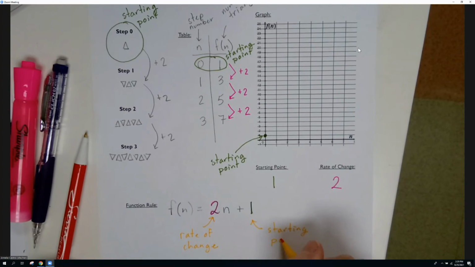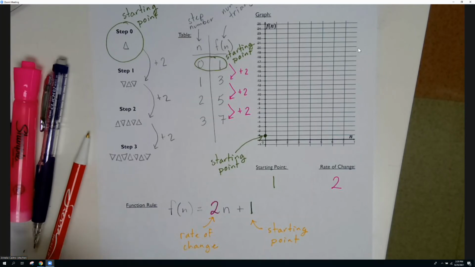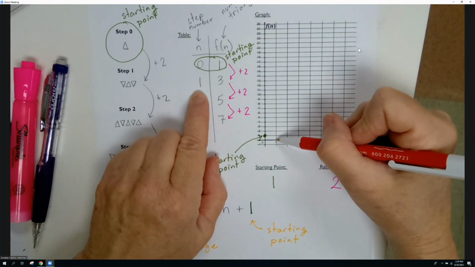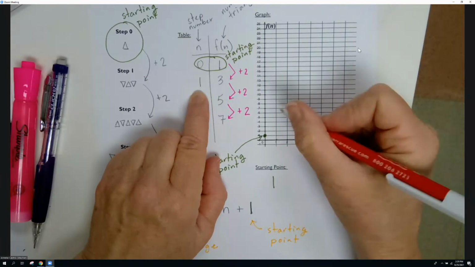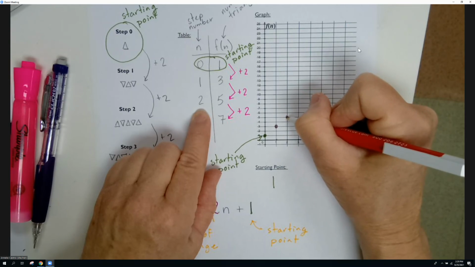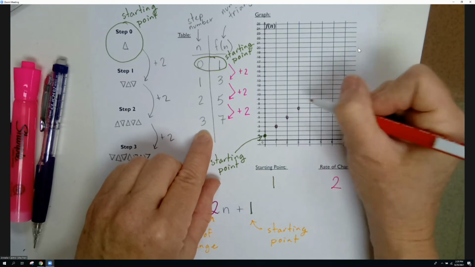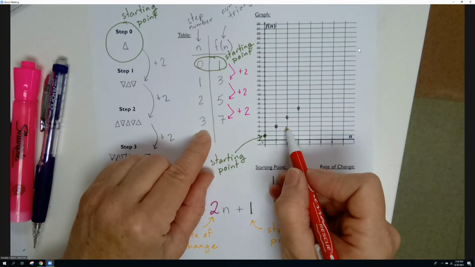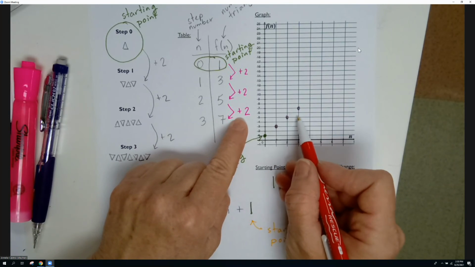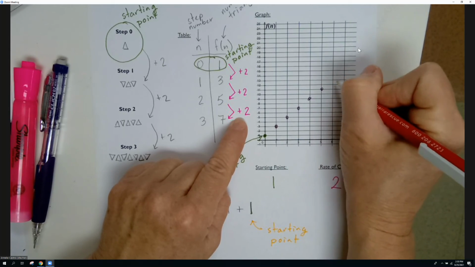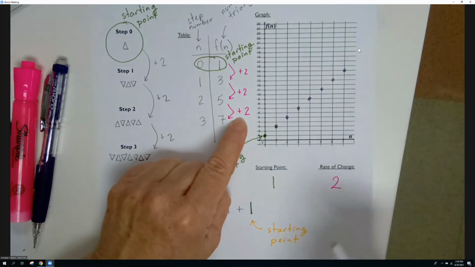Now let me just finish up my graph and we'll be done. On my graph, I already graphed my starting point. On step 1, I have 3. Step 2, I have 5. Step 3, I have 7. And I could keep going. Notice each step, I go up 2. Each step, I add 2. I can go all the way across.